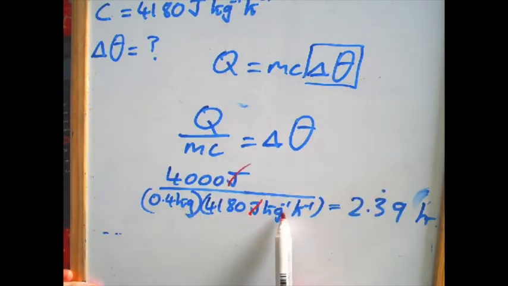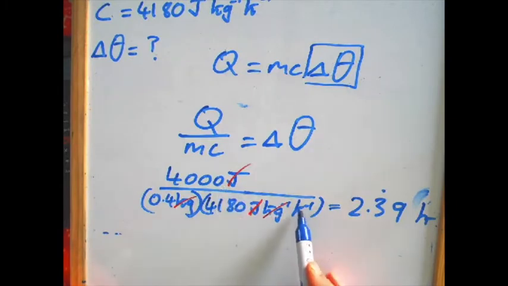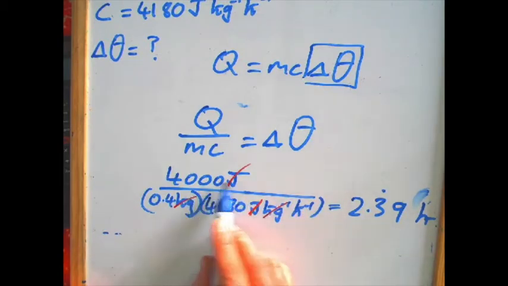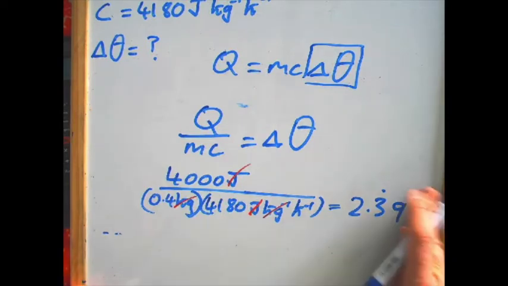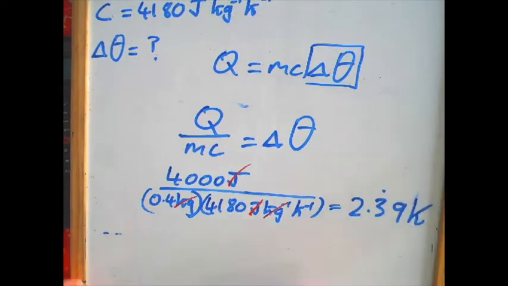Joules is going to be divided by joules, so that cancels out. Kilogram times kilogram to the minus 1 cancels out, leaving us with just 4,000 divided by Kelvin to the minus 1, which is like saying 4,000 multiplying by Kelvin. So the numerical answer is 2.39 multiplied by Kelvin. So our final answer here is 2.39 Kelvin, and that's been the increase in temperature.